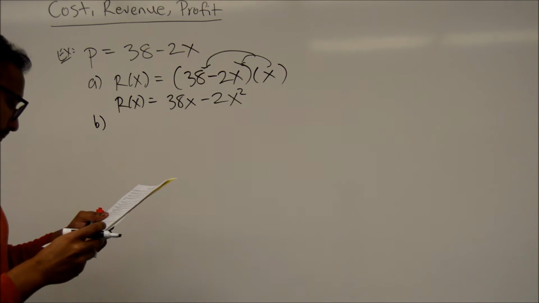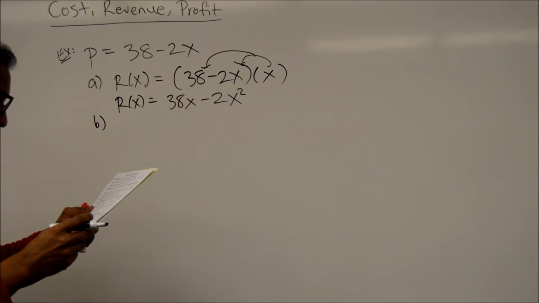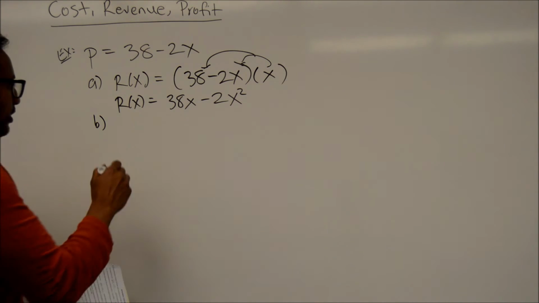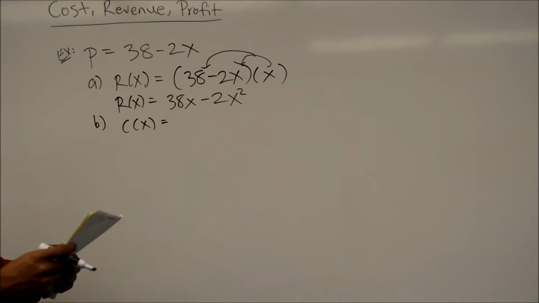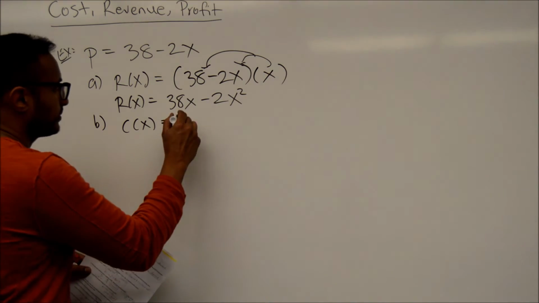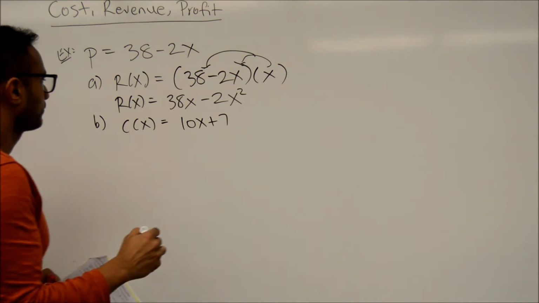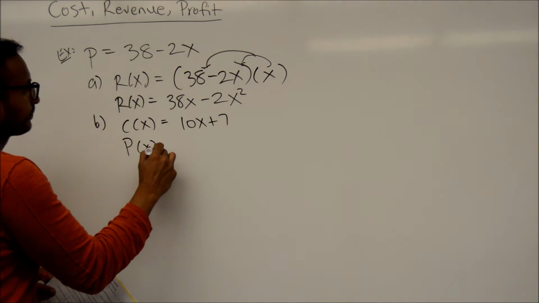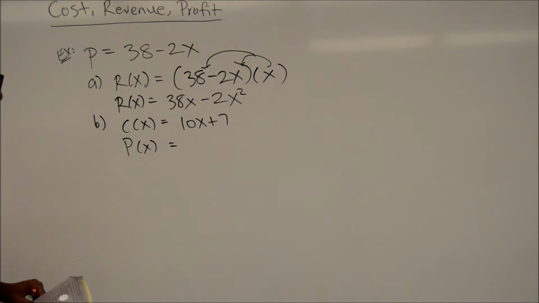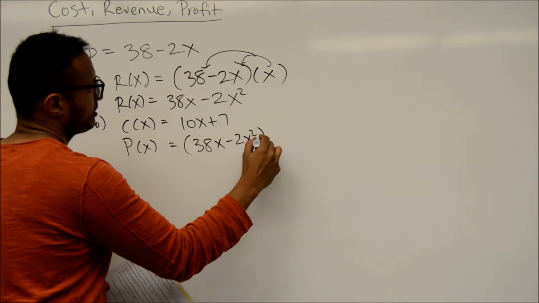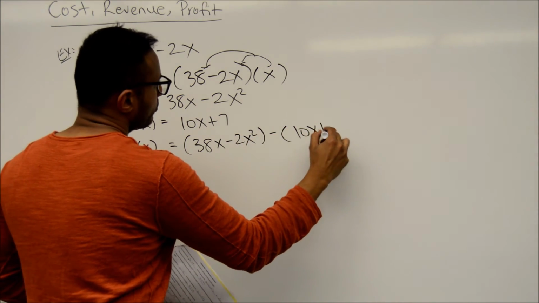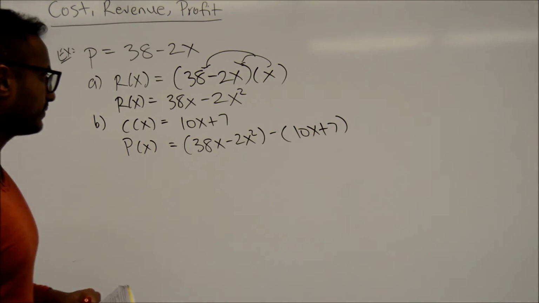Okay, part B. We want to calculate the profit function, given the cost function of producing X number of dog leashes is equal to 10x plus 7. So the profit function of producing X number of dog leashes is given by the revenue, which is 38x minus 2x squared, minus the cost, which is 10x plus 7.